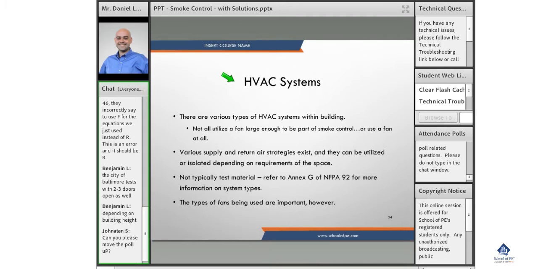Various supply and return strategies can exist, and you can use some or all of them depending on which part of the system is being incorporated. So it's not typically shown in the test. This is not necessarily the types of systems, not necessarily the material, but Annex G is going to have more information. However, the types of fans being used in that system are important.